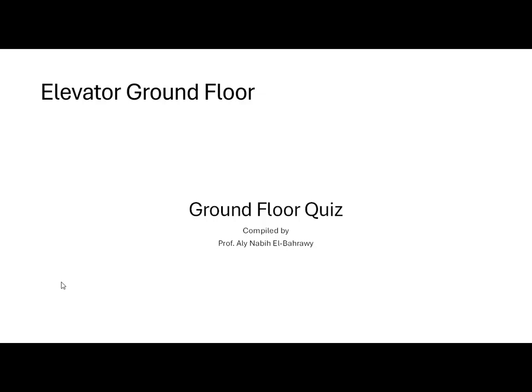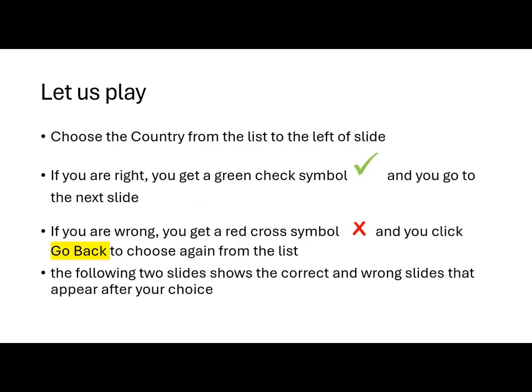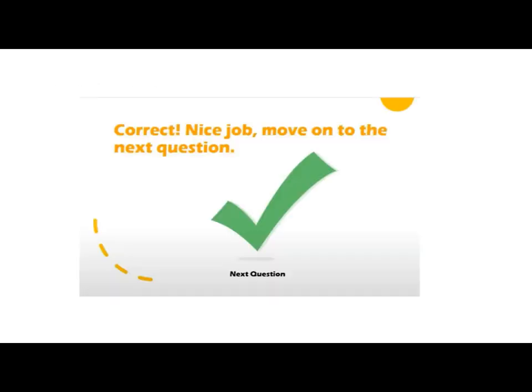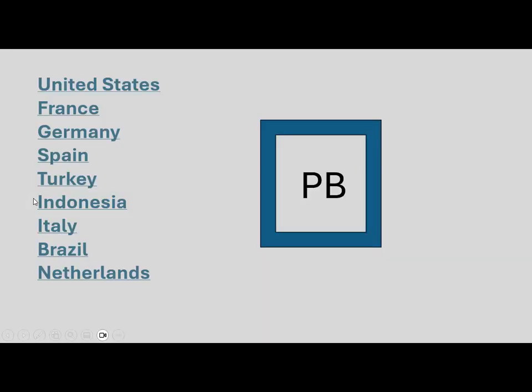I told you at the beginning that this is a bit difficult. Why? Because the buttons of the elevator are not for English speaking countries. The letter in the elevator button leading to the ground floor changes with country depending on culture and language. This simple quiz shows you letters for ground floors and you guess the country and language. Again, these are the two slides for correct and wrong answers. Here GF is ground floor for the United States, easy.